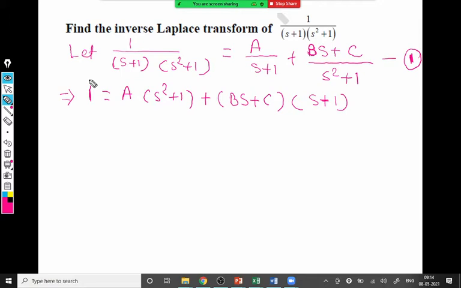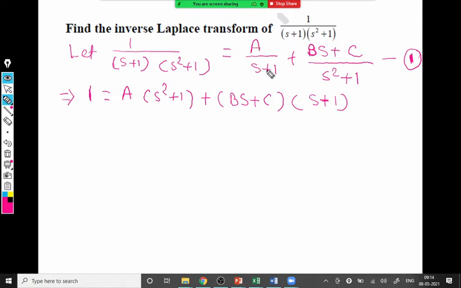Now, to get the values of A, B, C, there are two ways again. One way is equating the coefficients of s square, s and the constant. But the simplest way is we put certain values of s and we get the values of A, B, C. This equation is valid for all values of s. So which values should we replace for s here? The best values are obtained by equating denominators to 0. If we equate the denominator of A to 0, we get the value of s for which we get the value of the constant A only.